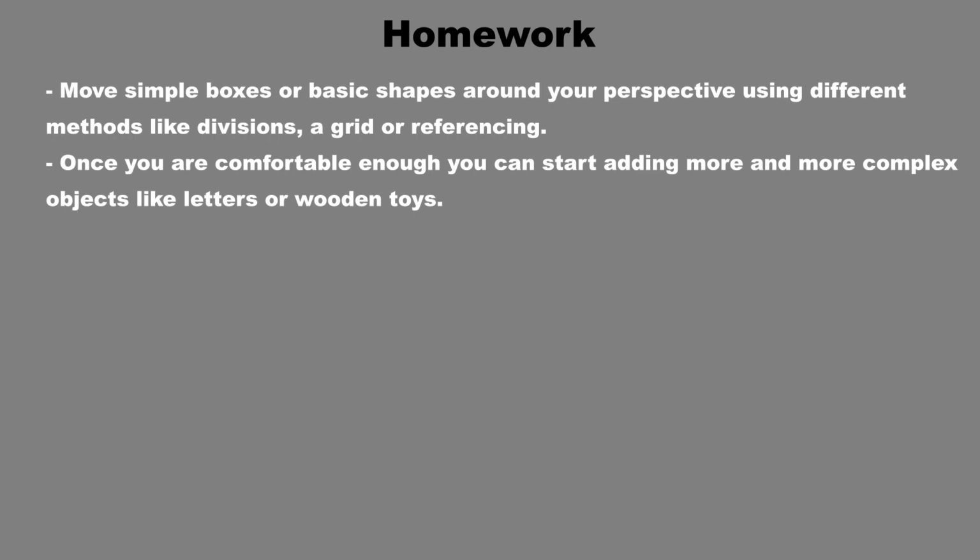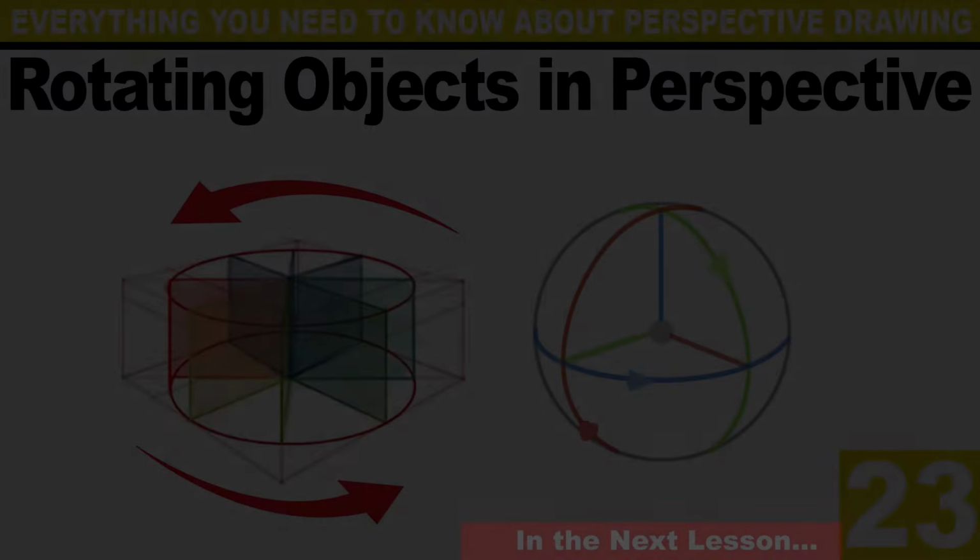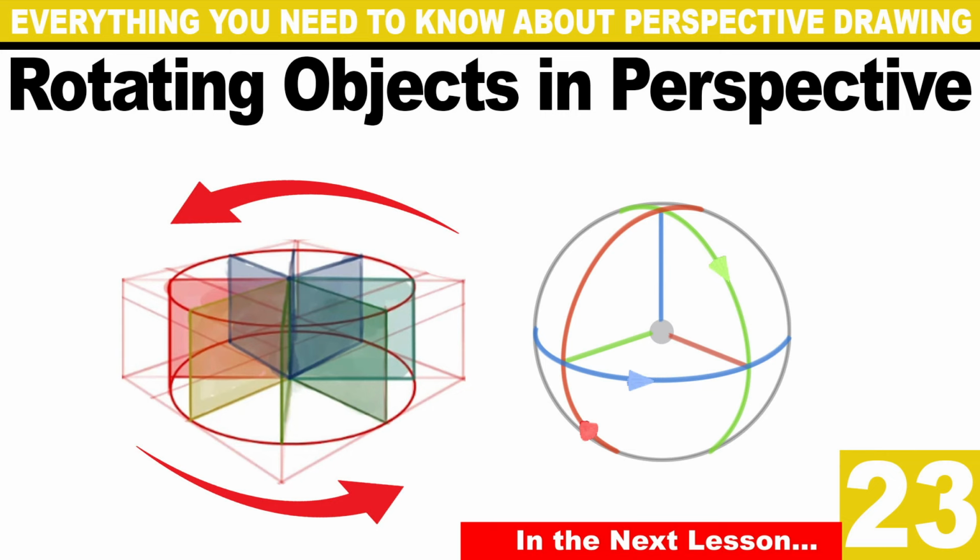So try to practice moving simple objects and shapes in perspective in all directions using the same methods I showed you here in this video. And make sure you are ready for the next tool we will talk about in the next lesson. For the next lesson, we will move on to the second tool of transformation, the rotation tool. It's a bit tricky, that one. So practice as much as you can on moving items, and then move on to the next lesson.